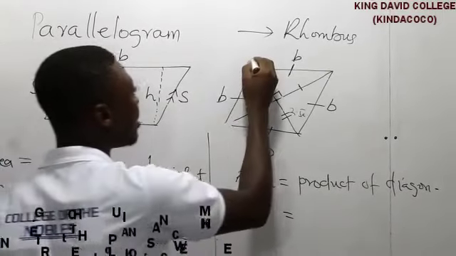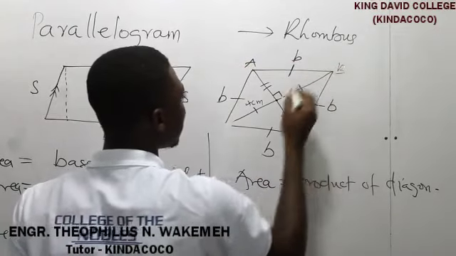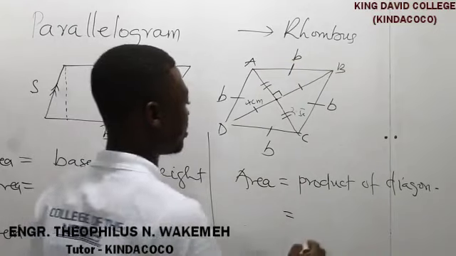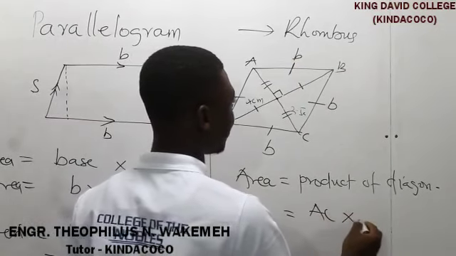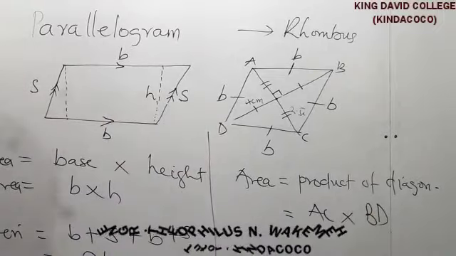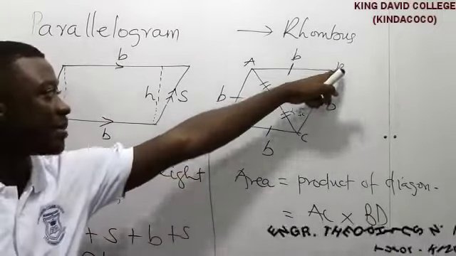So let's say we label this A, B, C, and D. Then the area here is going to be AC times BD. That's the product of the two diagonals. AC times BD.